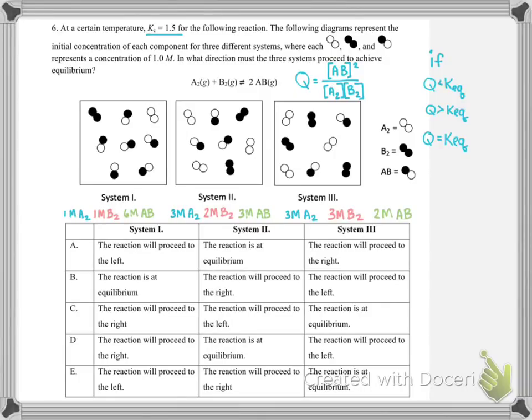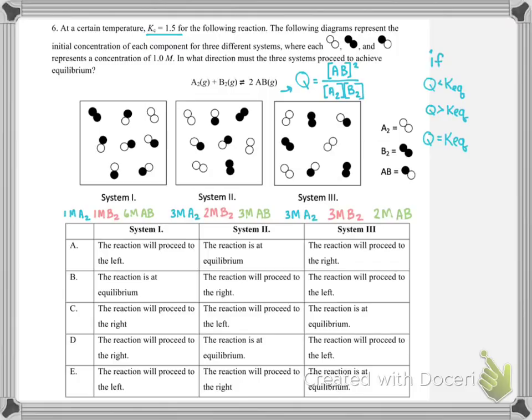Okay, number 6, they give us pictures of different molecules, and they tell us the reaction that these molecules are abiding by. They then want us to predict which way the reaction will proceed to get toward equilibrium. And so I've written here the expression for Q, and it's very similar to our KEQ expressions. It's just we can put any kinds of concentrations into it, and then we'll compare that to K.